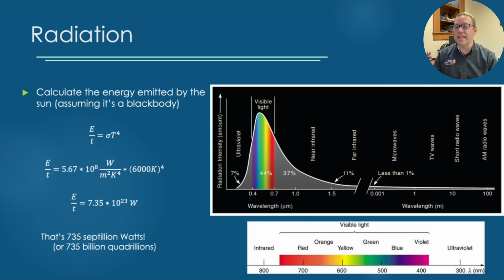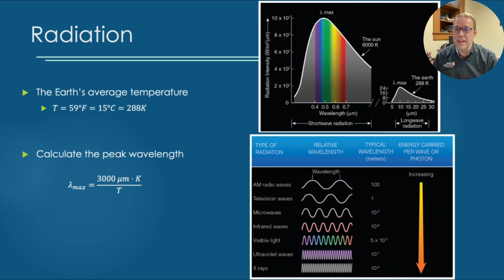Okay, let's do another example. Let's look at the Earth itself. The Earth's average temperature is 59 degrees Fahrenheit. That's if you average all latitudes, front and back of the Earth at any given time. The average temperature of the Earth is about 59 degrees Fahrenheit. That's 15 Celsius or 288 Kelvin.